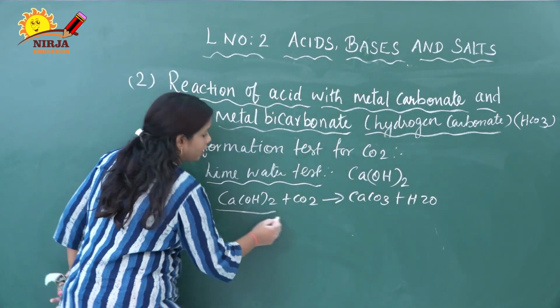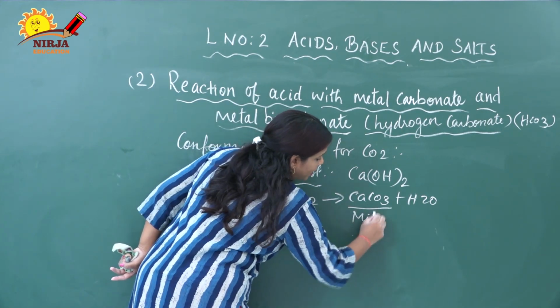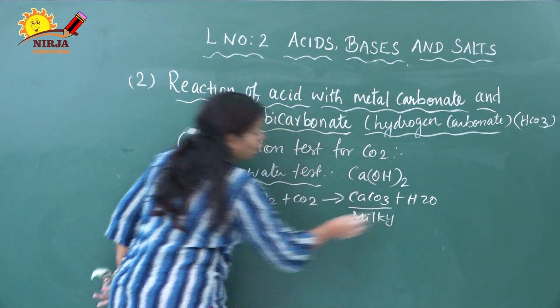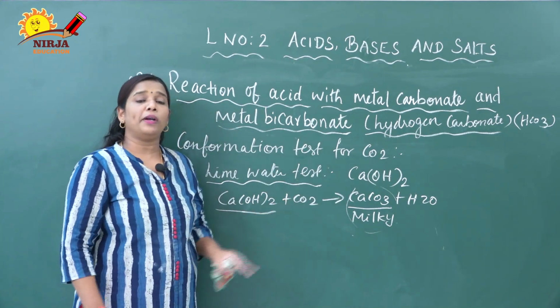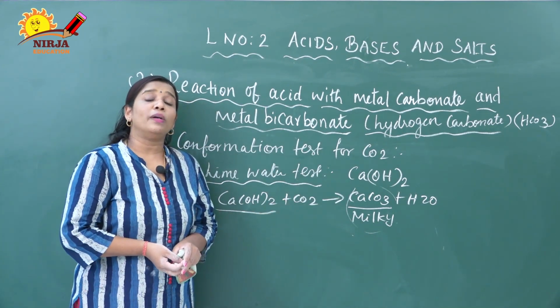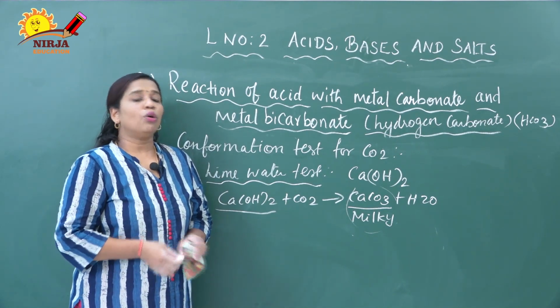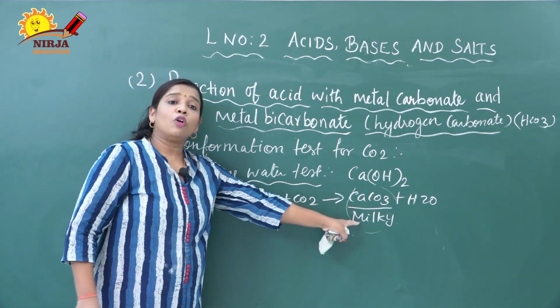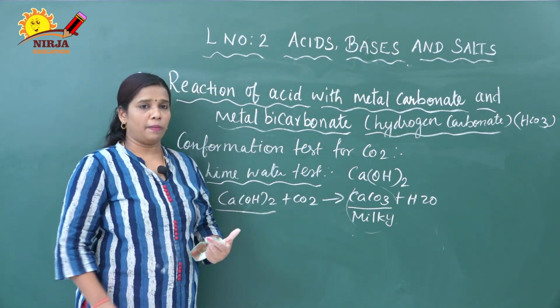So the transparent lime water changes into a milky appearance. If the lime water turns milky, this gas is definitely carbon dioxide. We already know that carbon dioxide has the character of changing lime water into milky. So if it changes into calcium carbonate with a milky appearance, it is confirmed that the gas is carbon dioxide.